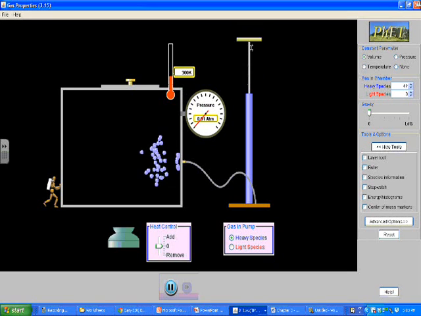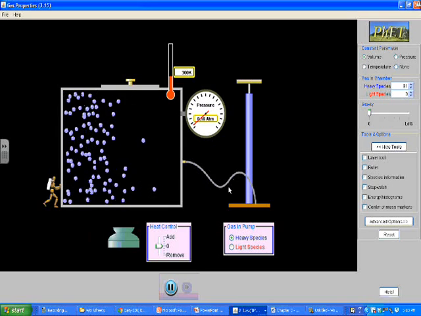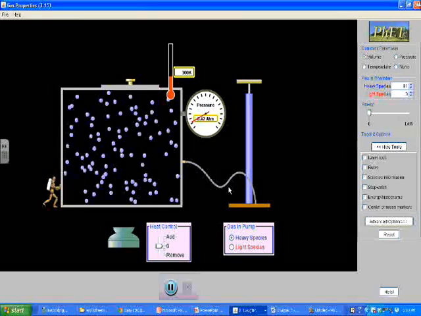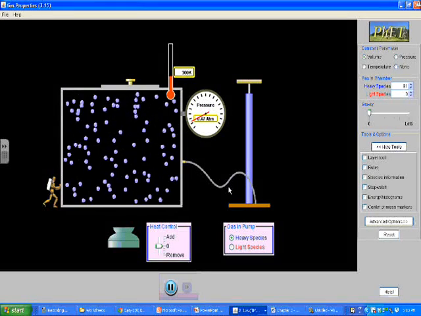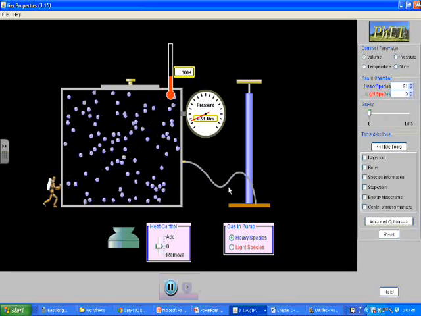So let's go ahead and pump some air or some gas into our container and let it get settled. And we're going to see where the pressure evens out once it gets measured. Okay, so it's going to even out about 0.50.